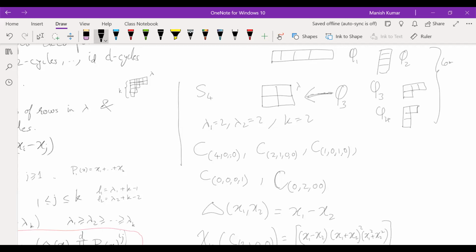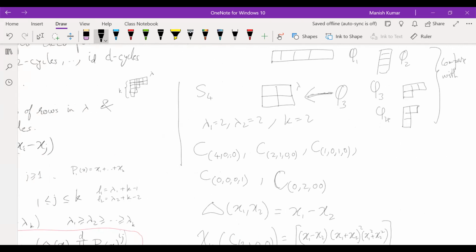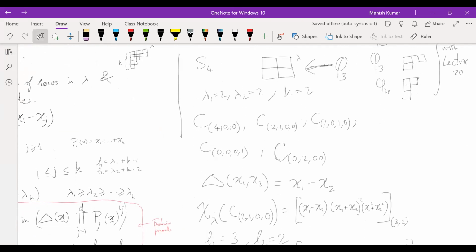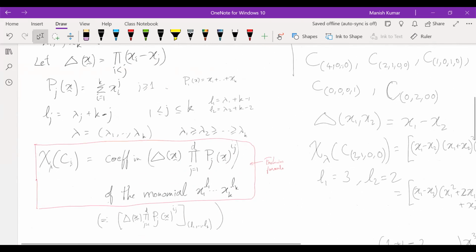Compare with the previous one, that was lecture 20. Okay, so you can compute all this. You can compute the line for phi3 using this formula. So I hope this tells you how to do the computation.